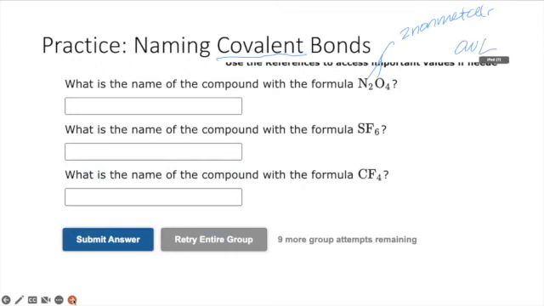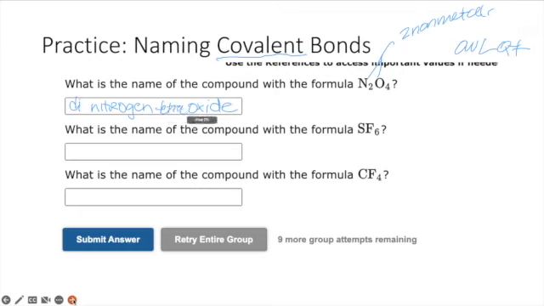Again, this is like your OWL question 7. So nitrogen, I'm sorry, the first element gets to keep its name. So nitrogen. The second element has to take on the ending "ide," so oxygen becomes oxide. And then we need to give them prefixes based off of their atom number. So dinitrogen tetraoxide.